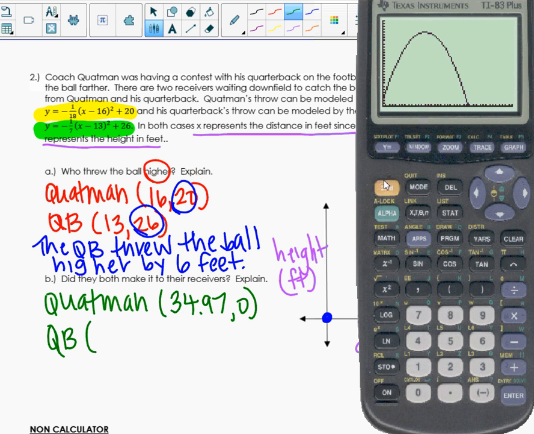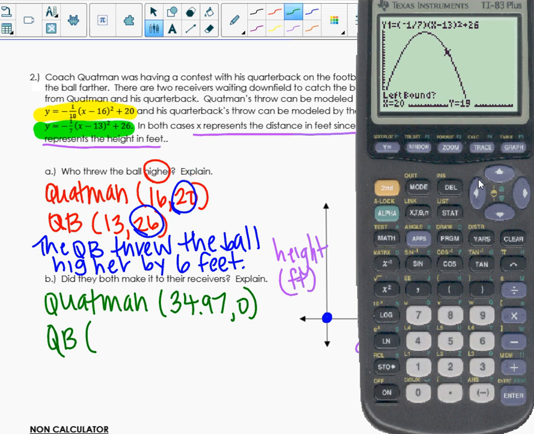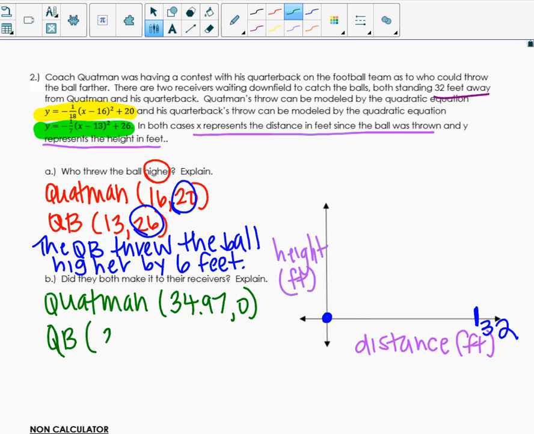Okay. So you're going to hit second, trace, 0. Notice I'm doing the exact same thing every single time. Okay. We need a positive. Make sure your y values drop negative. And the other quarterback is 26.49. So we have 26.49. That's obviously an approximate. Okay, sorry, that looks more like a comma.